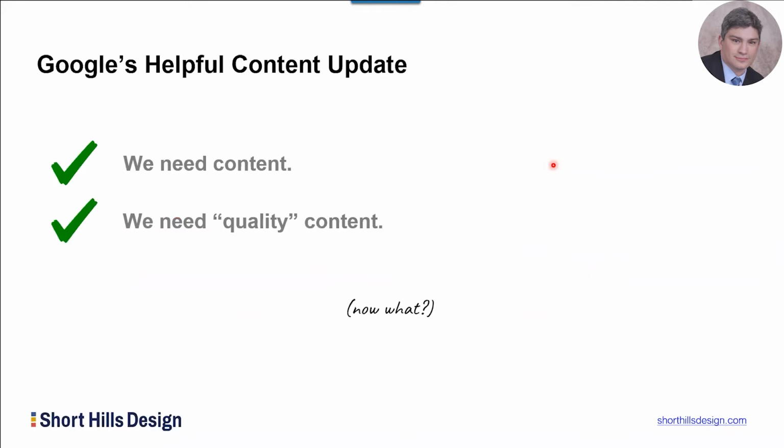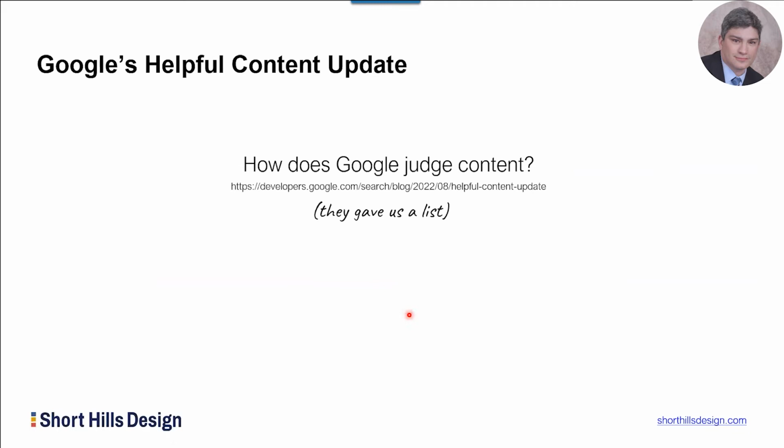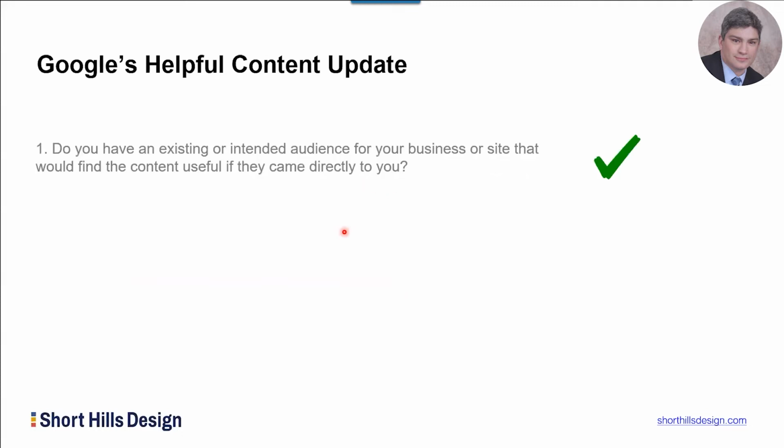So what do we know? We know that we need content, and we know that we need quality content. But now what? What is quality content? So let's ask, how does Google judge content? And here's the link where we found out, and they gave us a list. So let's go through the list and see how we do. So number one, do you have an existing or intended audience for your business or site that would find the content useful if they came directly to you?